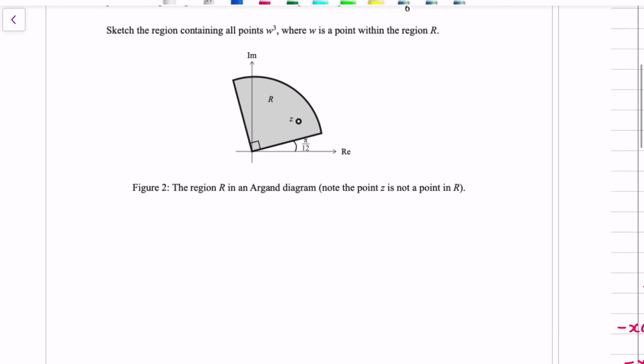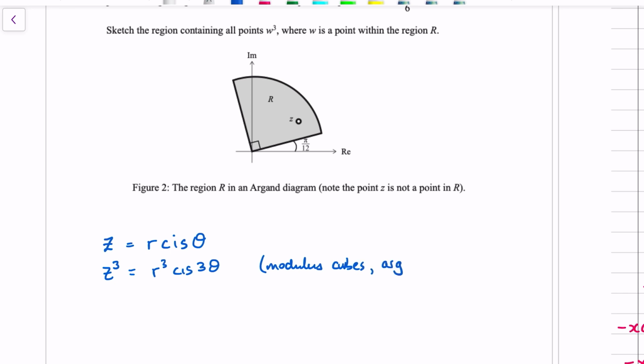So what you should know for this problem is that if you have a complex number z in polar form, r cis theta, then when you cube it, you get r cubed cis 3 theta. So your modulus cubes and your argument multiplies by 3. Okay, and that's what we're doing here.